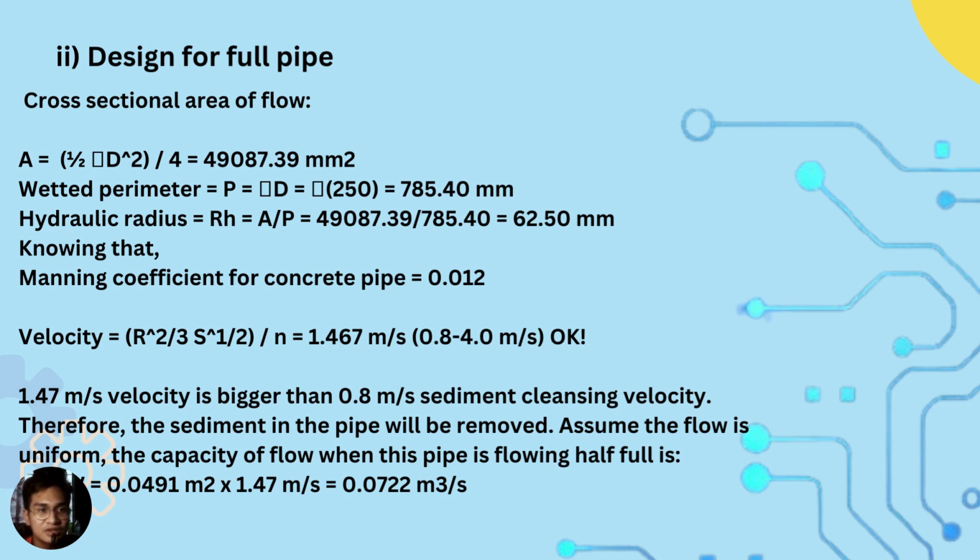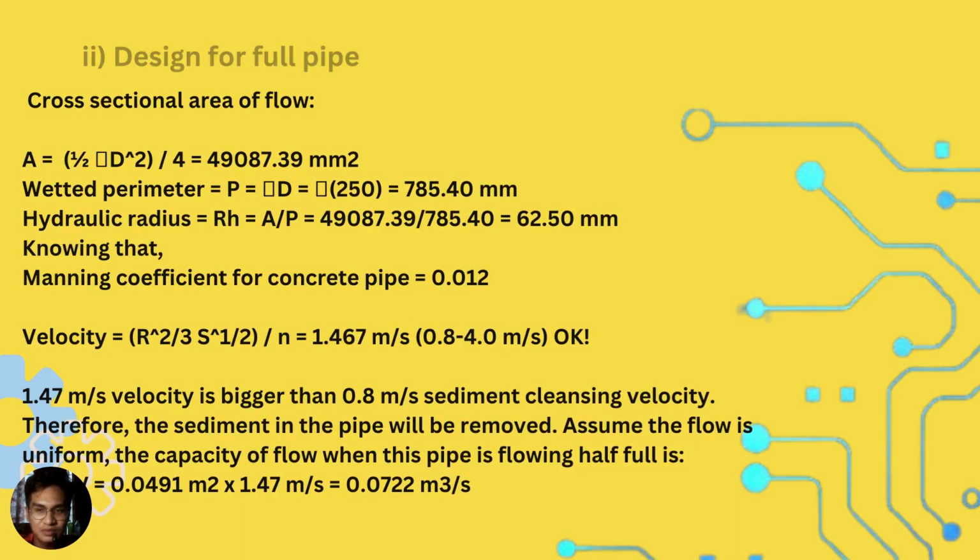Okay, next for the full pipe. We got the area 49,087.39 millimeter squared, and the wetted perimeter we got 785.40 millimeter. Hydraulic radius we got 62.5. Knowing that Manning's n is 0.012, the velocity we calculate, we got 1.467, which is average, and it is okay. So for the Q we got 0.0722 meter cube per second.